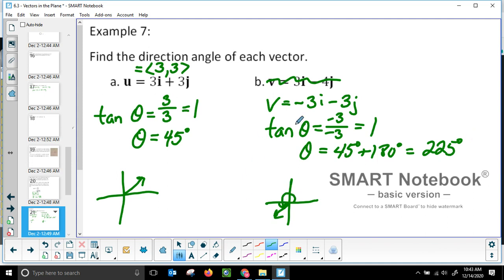So that's what I'm talking about. You can use your a and your b, or if you think of it in component form, your x, y. That'll tell you what quadrant you're supposed to be in. So obviously, if you're not in the right quadrant, like we weren't here, just add 180 until you get to where you want to be.